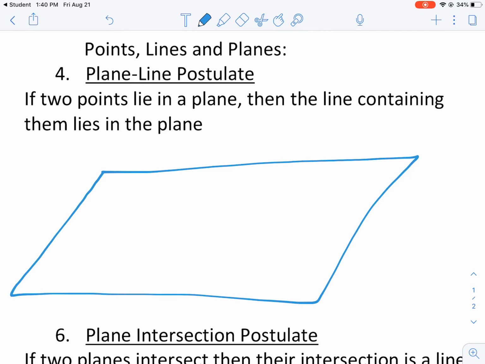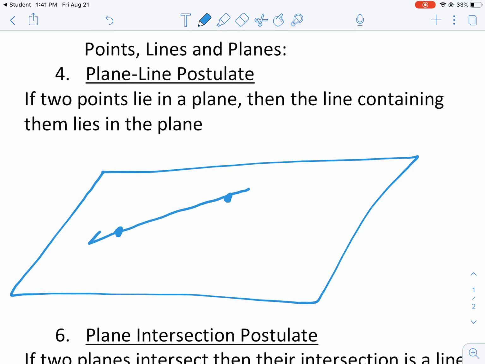Okay, and let's say there are 2 points in that plane. So let's draw 2 points. Those 2 points are in the plane. Then the line containing them also lies in the plane. Why does this make sense?